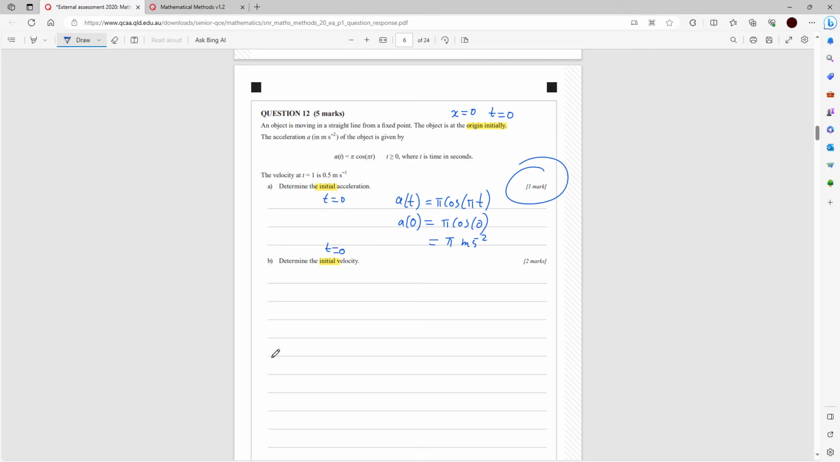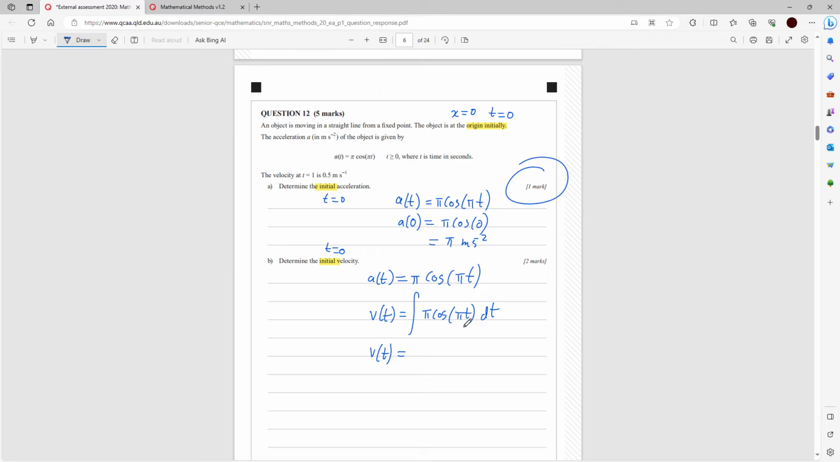Okay. So determine the initial velocity. What we have here is acceleration. So if we want to find velocity, we need to integrate with respect to time. So v(t) is going to be the integral of all this with respect to time. Now, it has to be with respect to time. It can't be with respect to anything else. Otherwise, that won't give you velocity. Pi dt.